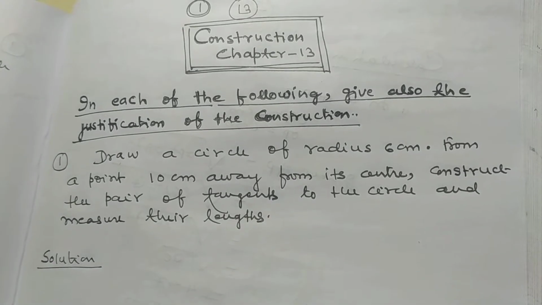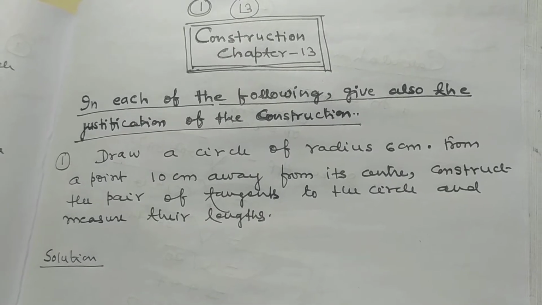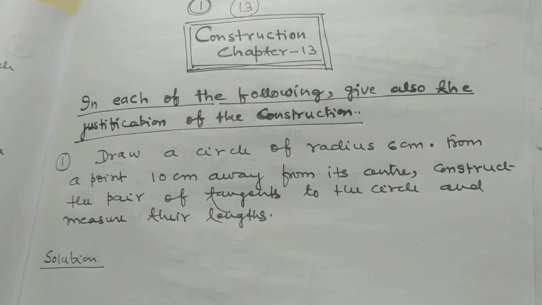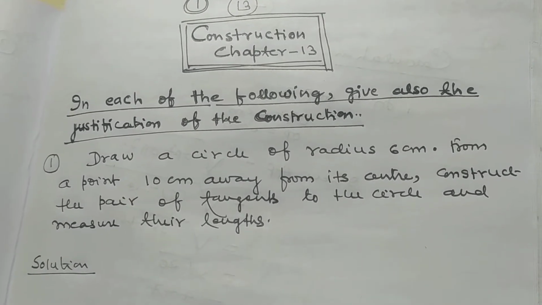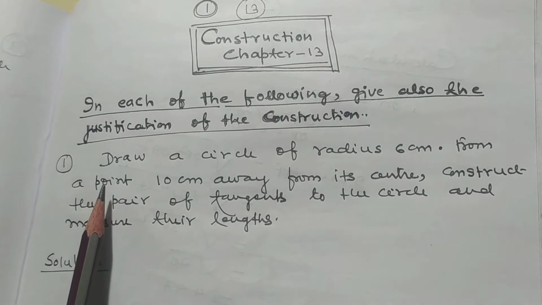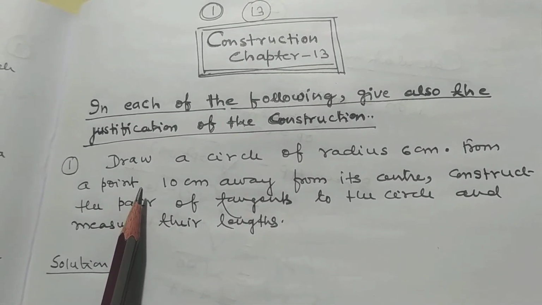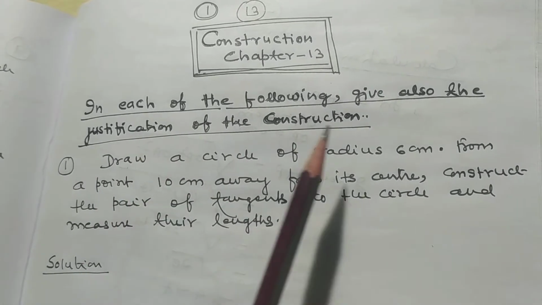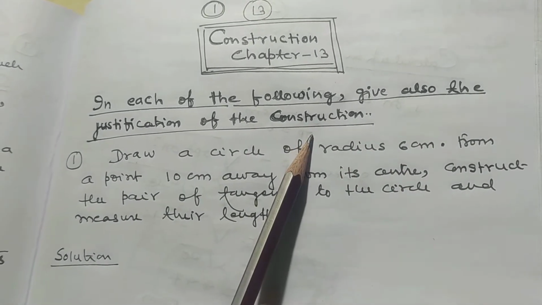My dear students, as I have told you, two types of construction will be asked in the CBSE exam this year. One type is divide a line segment in the ratio m is to n internally, and the other is in each of the following, give also the justification of construction.